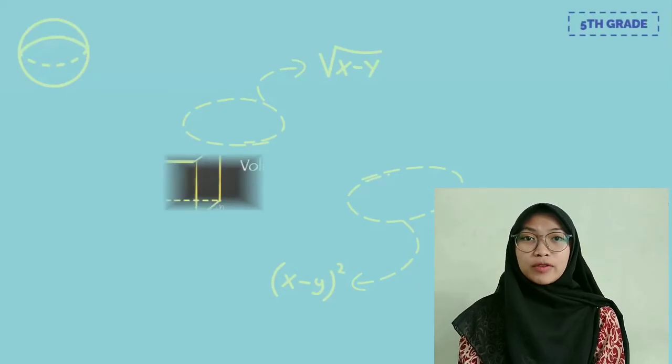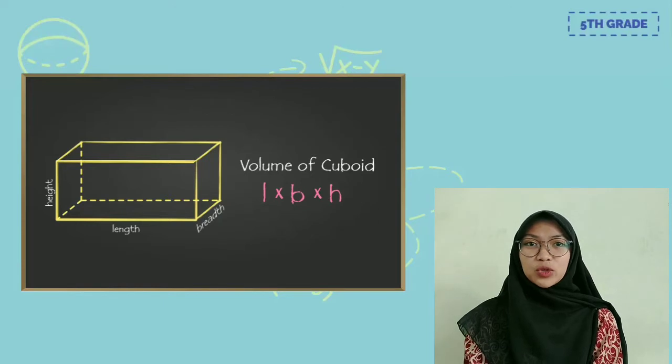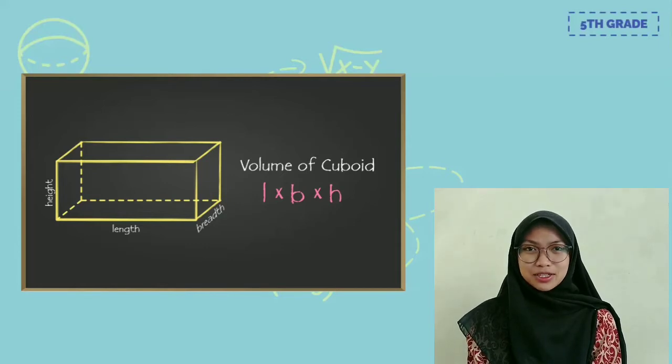The volume of the cuboid is the product of the length, breadth, and the height, colloquially dubbed as LBH. For any cuboid of length L, breadth B, and height H, the volume is equal to L multiplied by B multiplied by H. Take a look at this example.